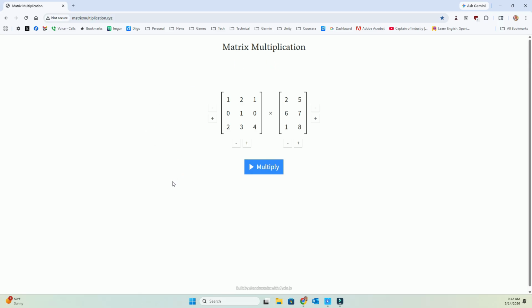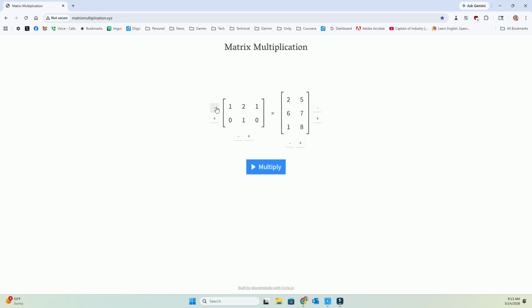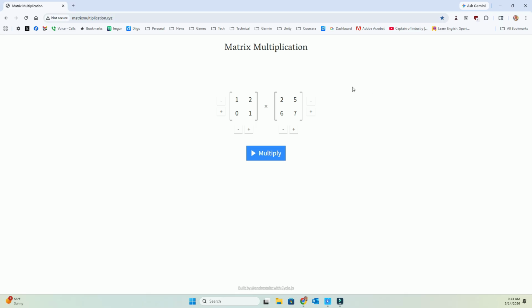This is a website for multiplying simple matrices. And it's at matrixmultiplication.xyz. And what you do here is you set up the size of your matrix first. So we want 2 by 2, and so we subtract one of the rows and one of the columns, and we want a 1 by 2, so we subtract one of the columns, and that gives us that.